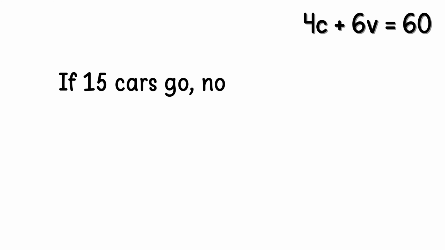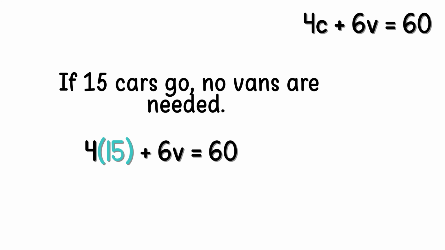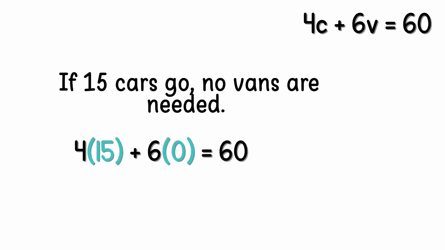Our last one says that if 15 cars go, then no vans are needed. So we'll take our equation and replace C with 15 and V with 0, since no vans are going. This will give us 60, and we can see that this is already enough. 4 times 15 provides 60 seats, so no vans are needed. So this was a true statement.